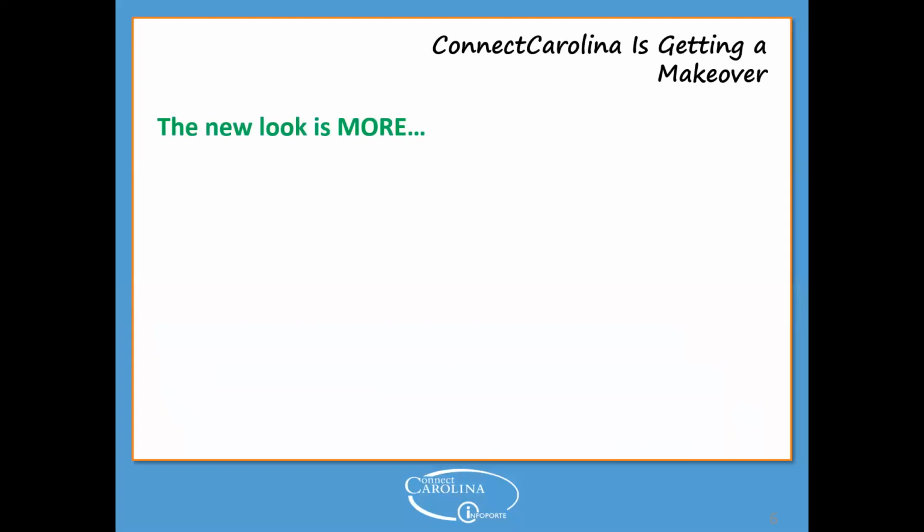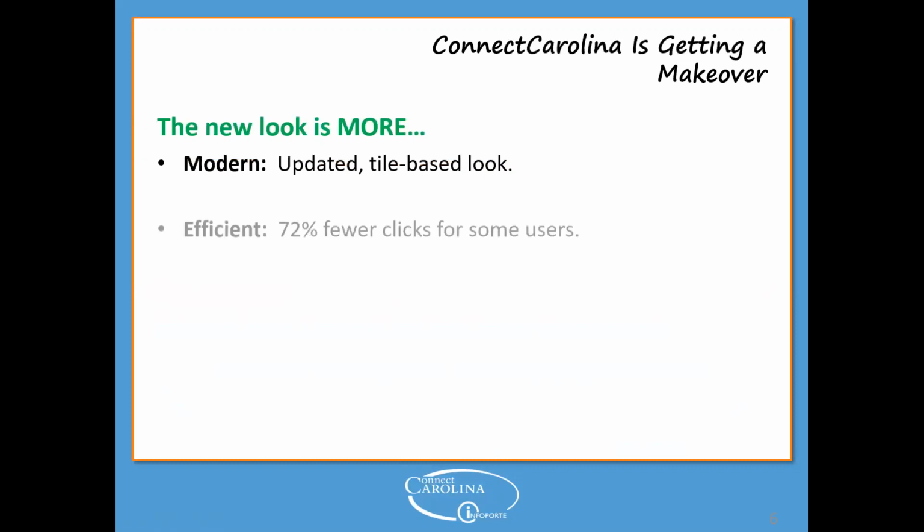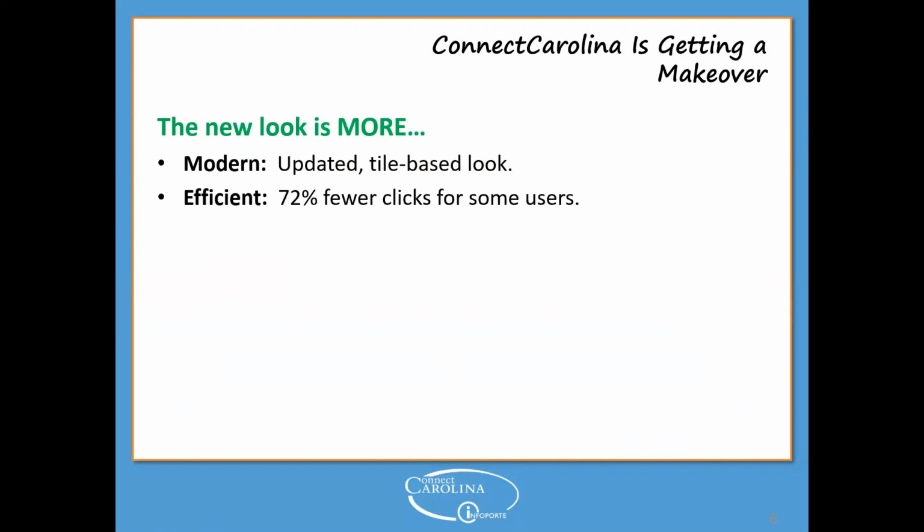So Connect Carolina is getting a makeover, and the look is more. It's more what? It's more modern, so it has an updated tile-based look, so it's more like your smartphone if you have one. And so there'll be tiles that you can use to get to different places in the system. And it is more efficient. So the research from different users shows that there's a 72% fewer clicks for some of the pages that you're trying to get to using this new look.